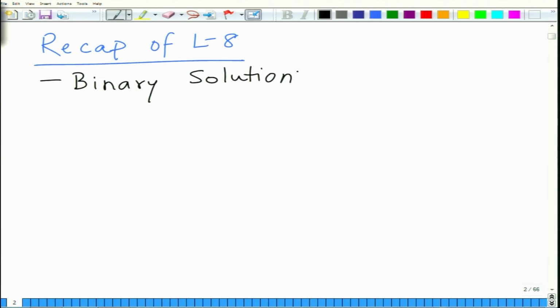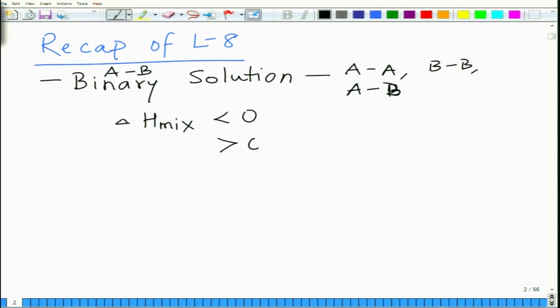Which are non-ideal. Non-ideal means that you have three kinds of bonds. If you have an AB binary solution, then you have three kinds of bonds, AA, BB and AB, and depending upon whether or not A and B have affinity for each other, that is determined by delta H mix. So depending upon whether this is positive or negative, if it is negative, then you will have a preference for AB bonds, and if it is positive, then AA and BB bonds are preferred.